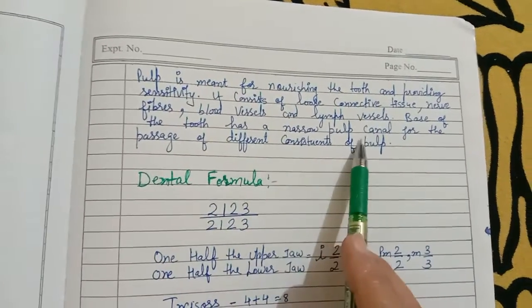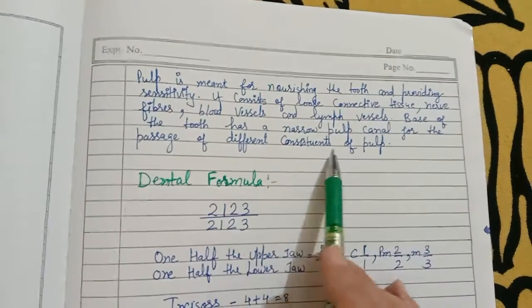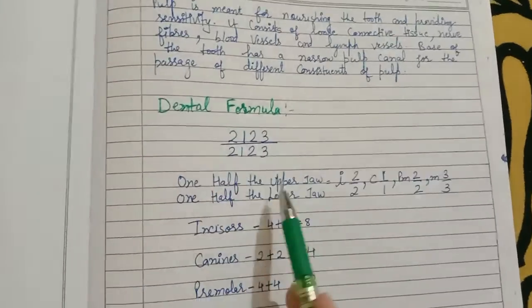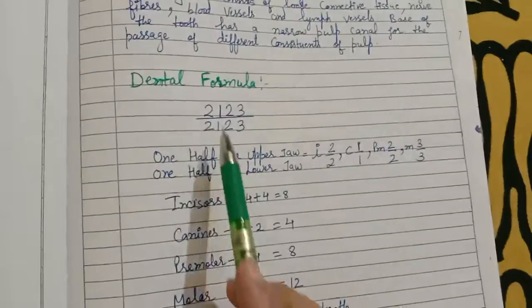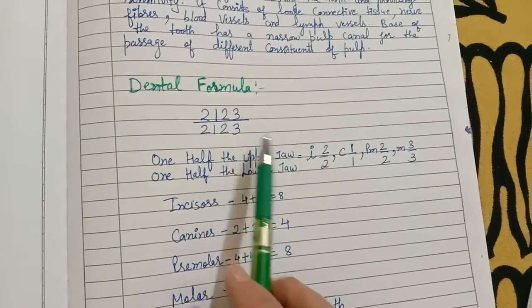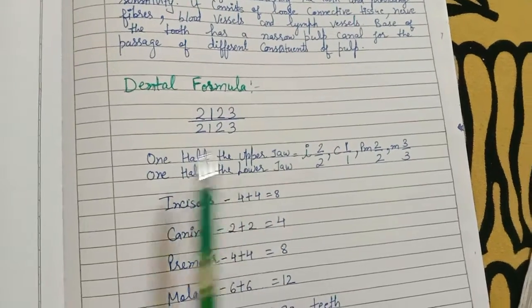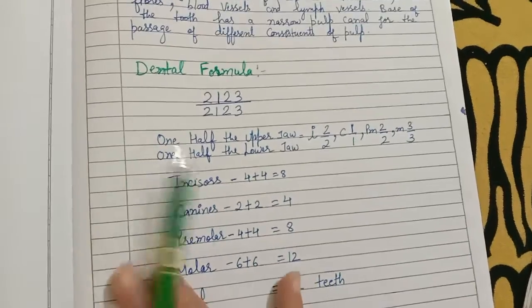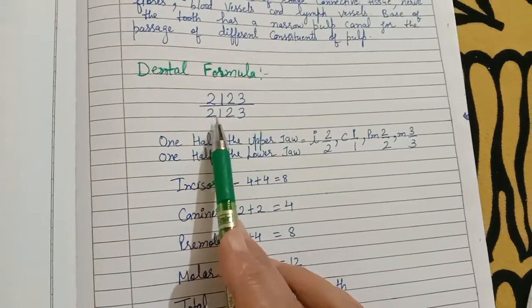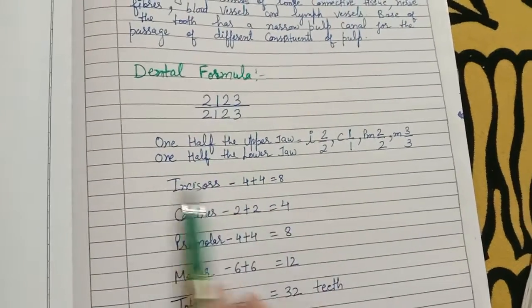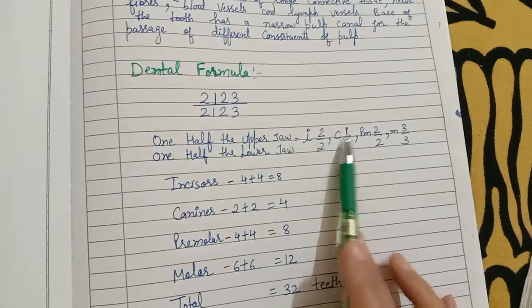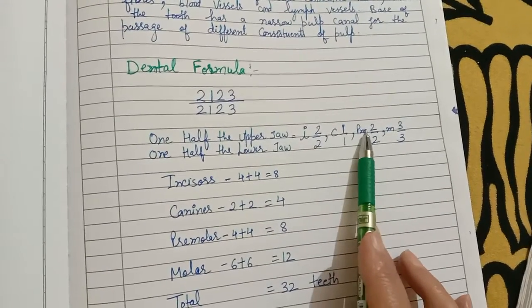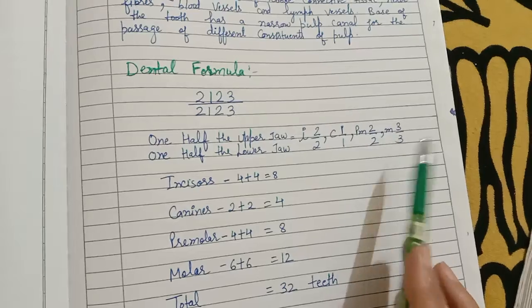The tooth has a narrow pulp canal for the passage of the different constituents of the pulp. Here is the dental formula. Yes, students, this is the dental formula of an adult human being: 2 1 2 3. This is the half denture shown over here. Incisors 2 by 2, canines 1 by 1, premolars 2 by 2, and molars 3 by 3.